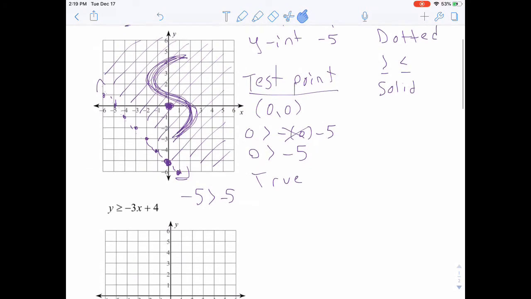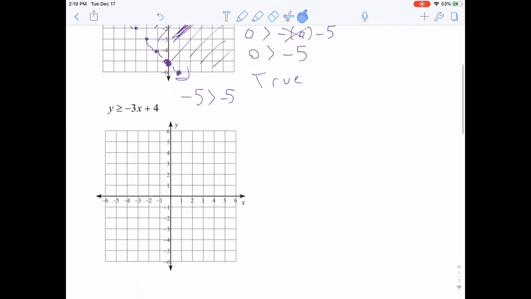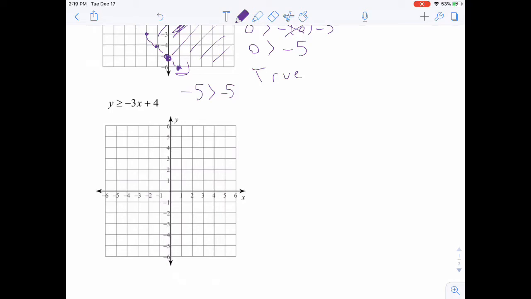Another example down below. If you notice, the only thing different is the symbol. I'm going to look for my slope. Since y is already by itself, my slope is negative 3, and my y-intercept is 4. So I'm going to start by putting a point at 4, and I'm going to use my slope, which is down 3, over 1, down 3, over 1, down 3, over 1.